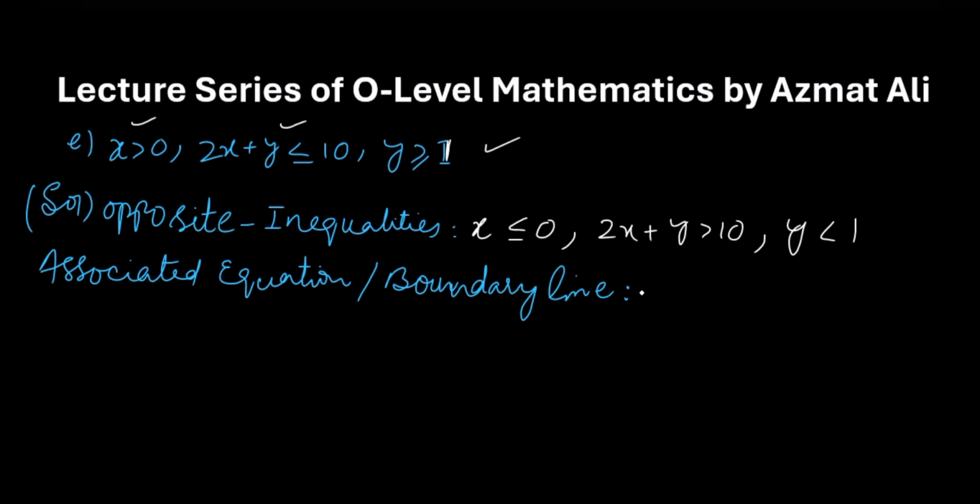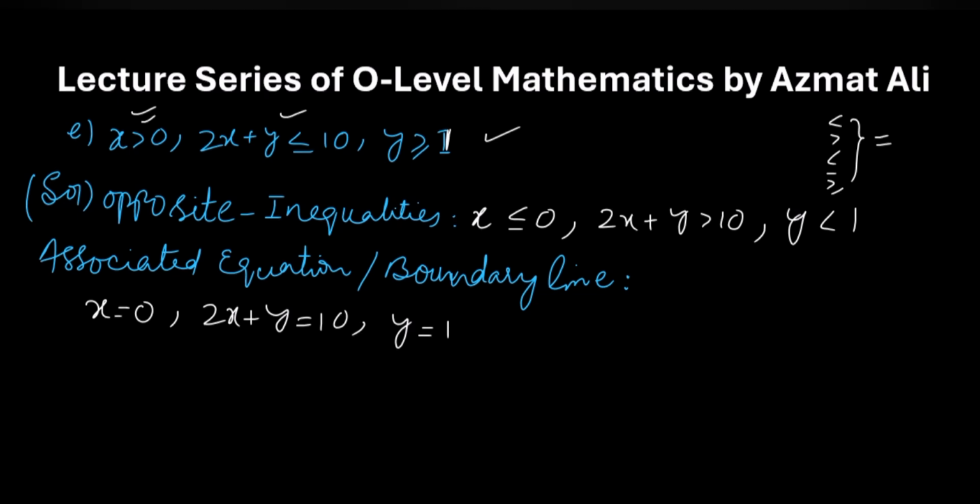Next, what is the associated equation or boundary line for each inequality? The associated equation or boundary line can be obtained simply by replacing these signs. Whether your sign is less than, greater than, less than or equal, or greater than or equal, for all these four signs, you just replace with an equal sign. So the boundary line of each given inequality is x equal to 0. The second one, 2x plus y equal to 10. And the last one has y equal to 1.